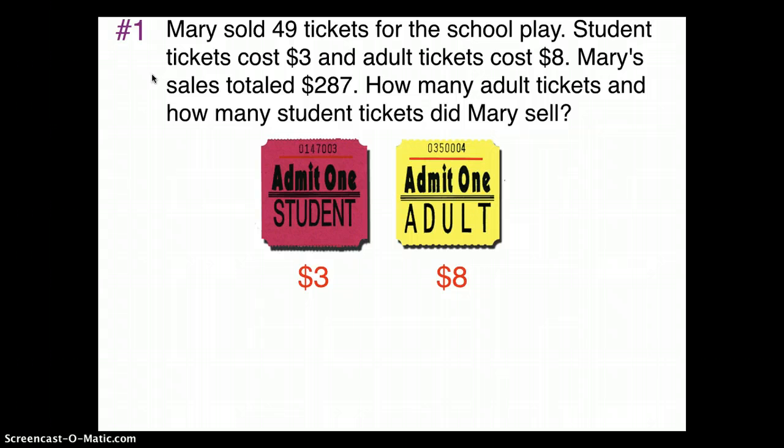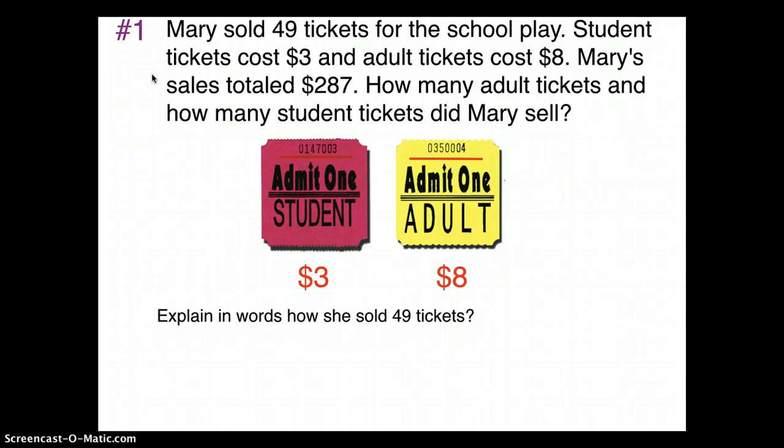Mary's sales totaled to be $287. How many adult tickets and how many students' tickets did Mary sell? Well, first of all, before we even attempt this word problem, we should probably explain in words what happens. So in this case, let's try to explain how she sold a total of 49 tickets.